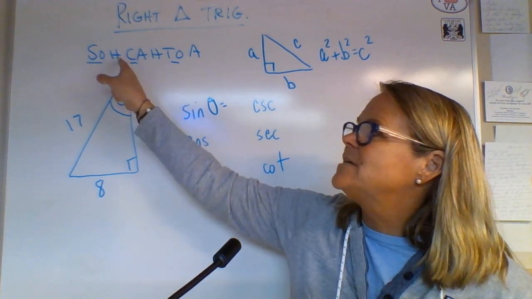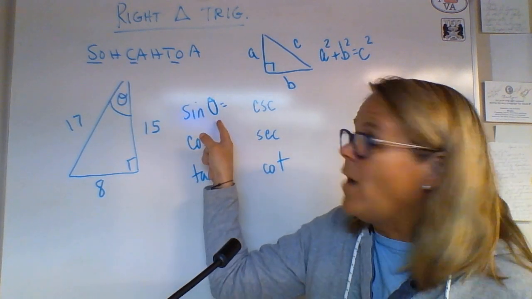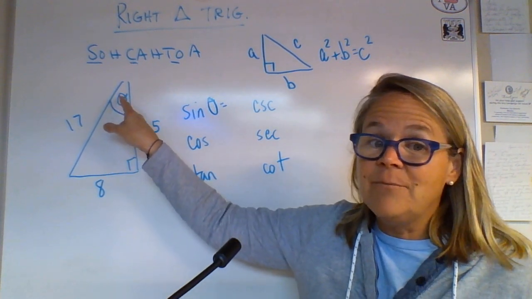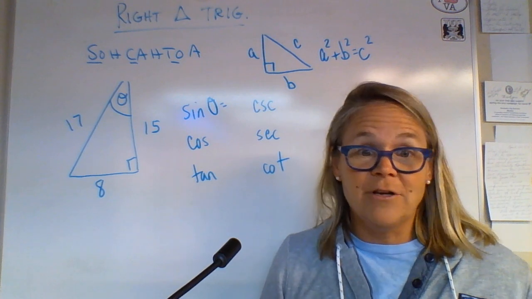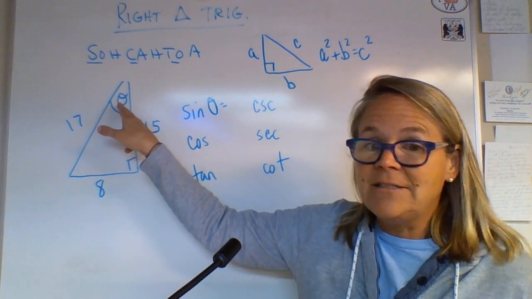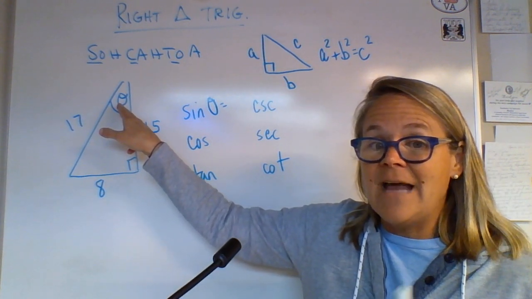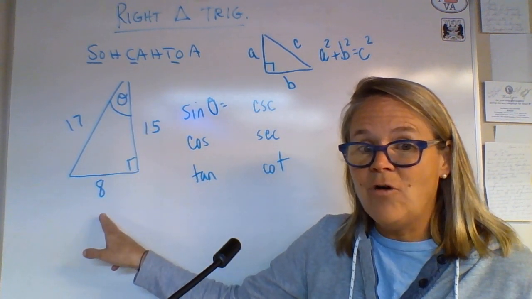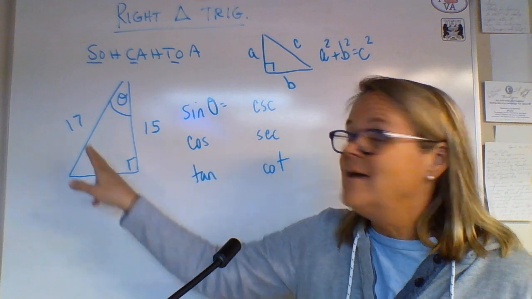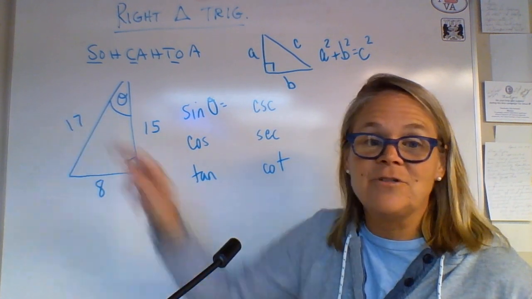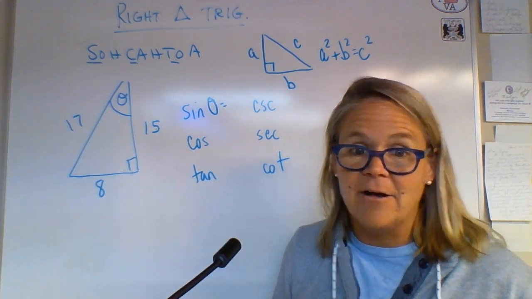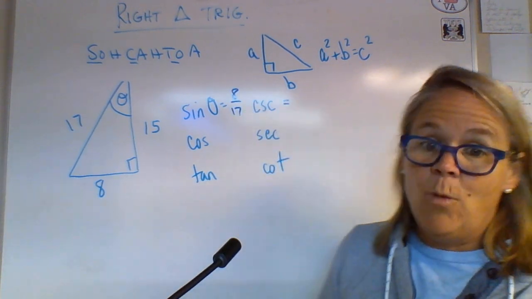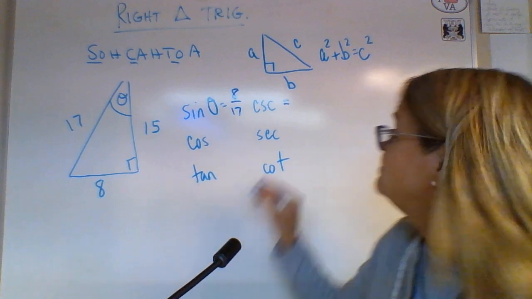Sine is opposite over hypotenuse. So I look at where theta is. That's theta. Theta can be here or there, wherever you see it. So if that's theta and I need opposite over hypotenuse, that is across from opposite. That is the hypotenuse across from the 90-degree angle. So sine is 8 over 17. Well, what does that mean cosecant is?